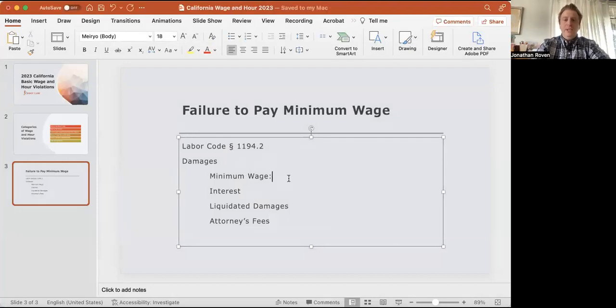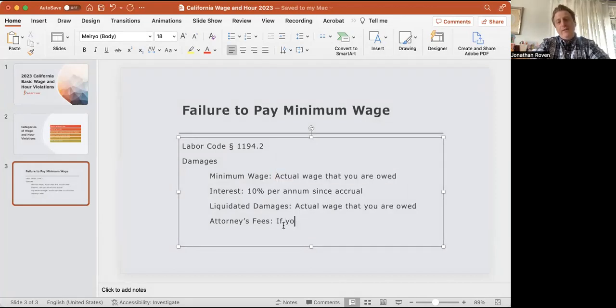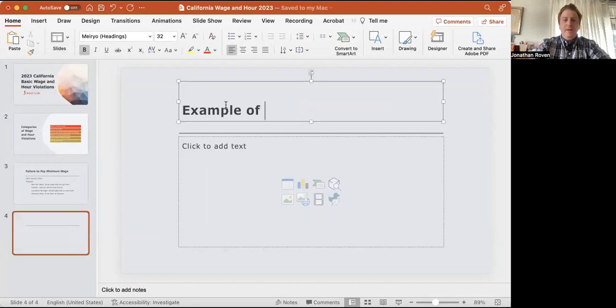So the minimum wage is the actual wage that you are owed. The interest is 10% per annum since accrual, so it has a daily rate to it. I don't believe it's compounding. Liquidated damages is, again, the actual wage you are owed, and then the attorney's fees, if you have an attorney working on the case.